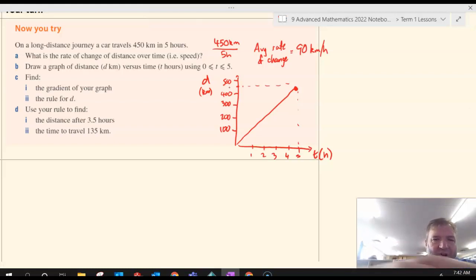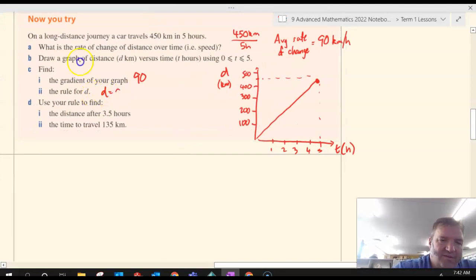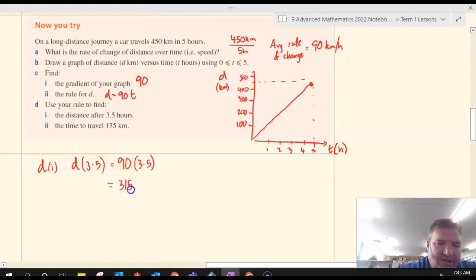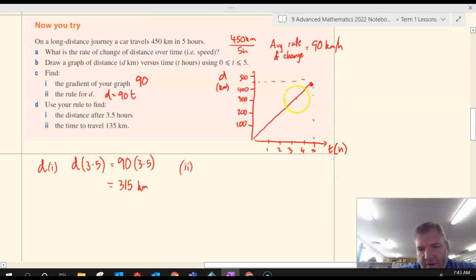The gradient of your graph, we already know that. 90. What's my rule for the distance? Distance equals 90 times the number of hours. D part 1. Find the distance when the time equals 3.5. So I've just got to go 90, multiply it by 3.5. 270 plus 45 is 315. And that's kilometres. And you could also, if you'd sketched it really accurately on graph paper, you could go up here and then sketch across and see that that was at about 315.